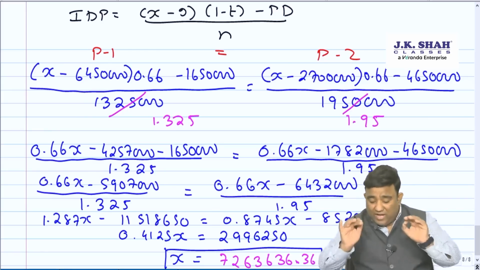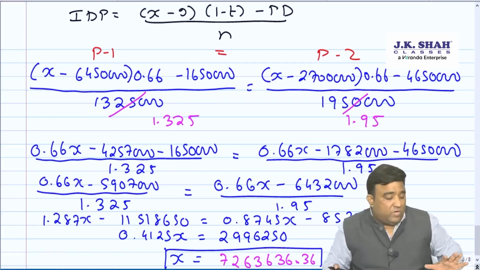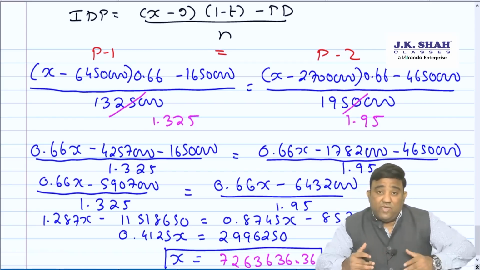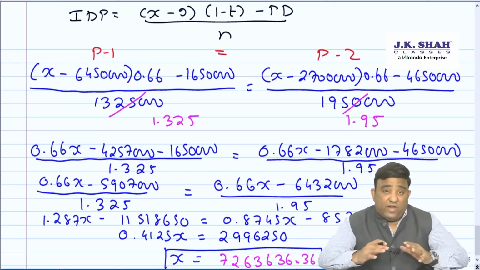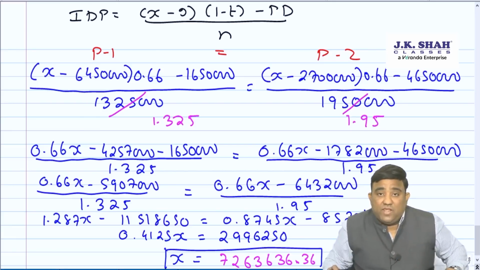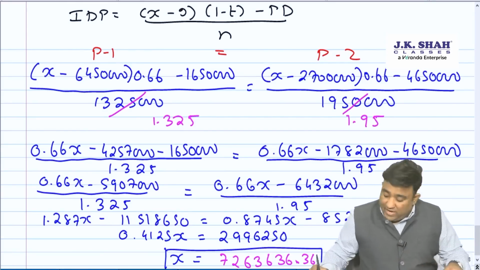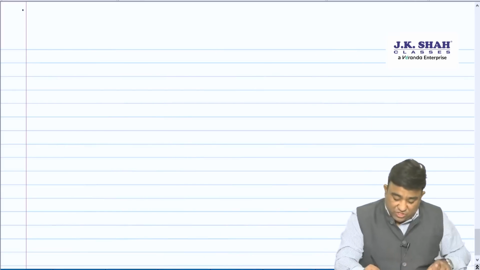Amazing IDP computation. Student, all the three questions, ratio, cost of capital, and capital structure, till now we have covered our best questions as far as the chapter is concerned. Clear, everyone? So let us start with question number 4 now. That is about leverage.